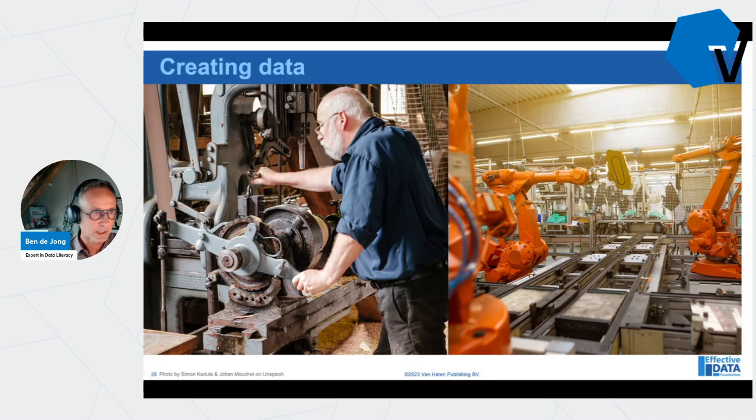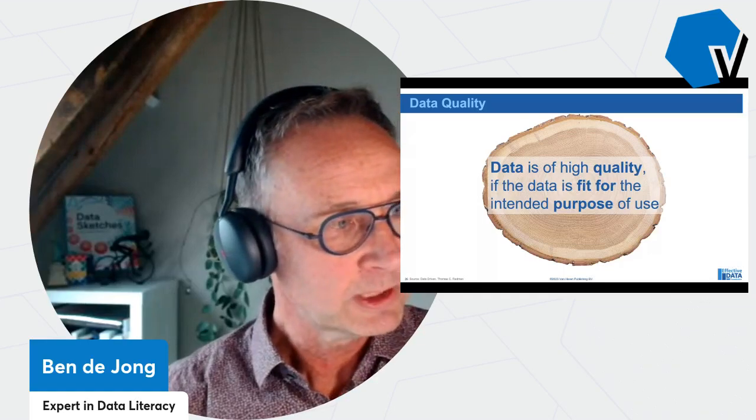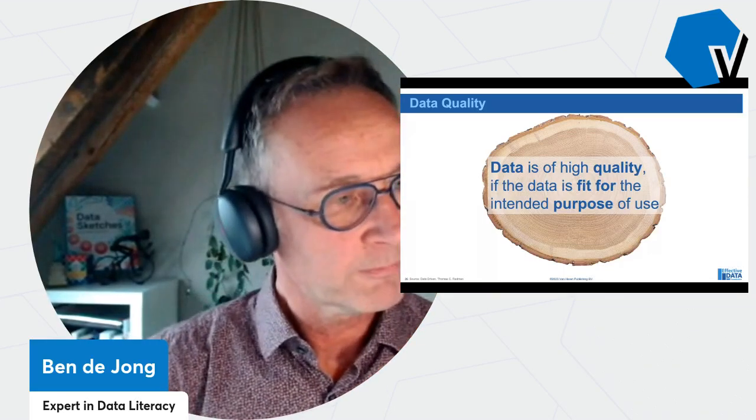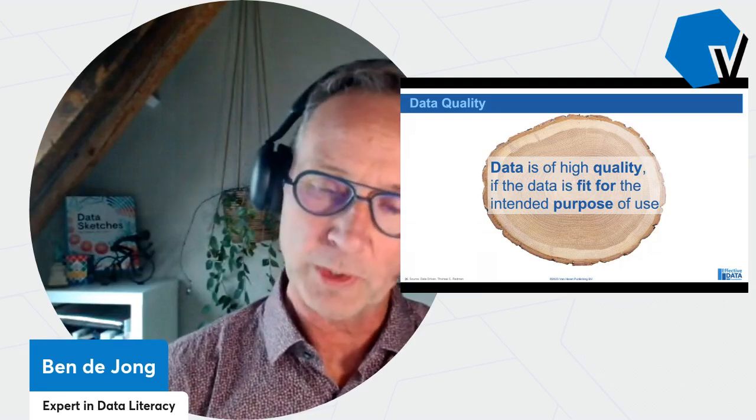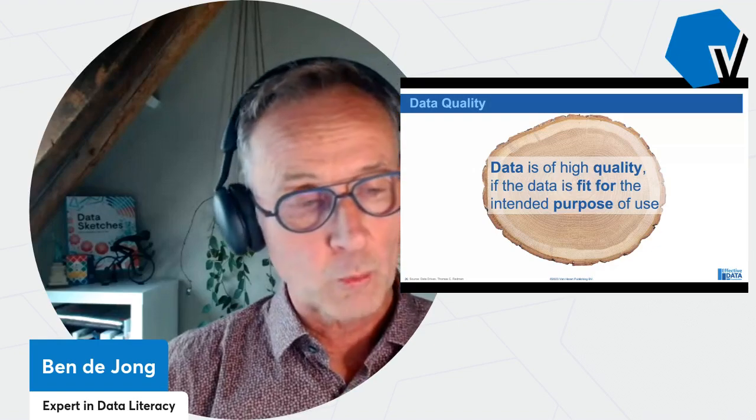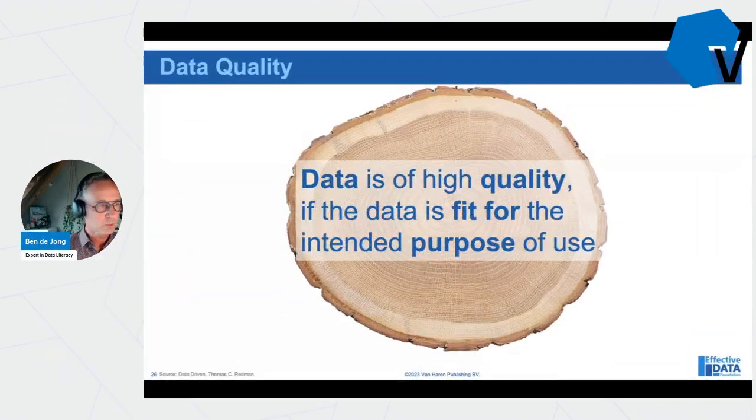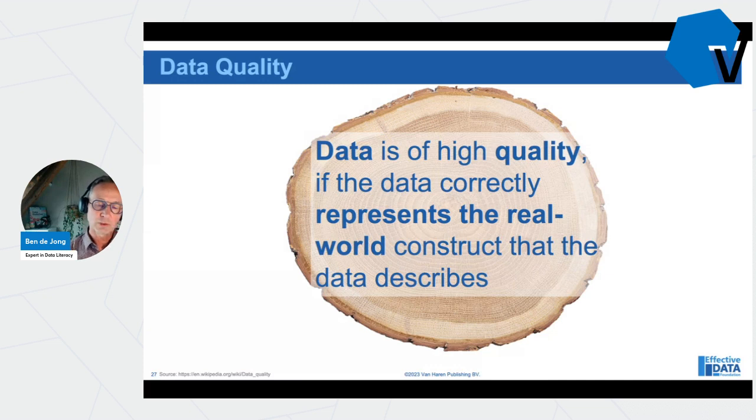Then you come to the next step, and it's very important: data quality. Data is of high quality if the data is fit for purpose, for the intended use. So if you're working with it and it is good enough for you, then the quality is okay. Should we strive for 100% data quality? I don't think so, because then you pay an enormous price, in money, because you need to do so many things to make the quality super high. That is something you don't want to do.